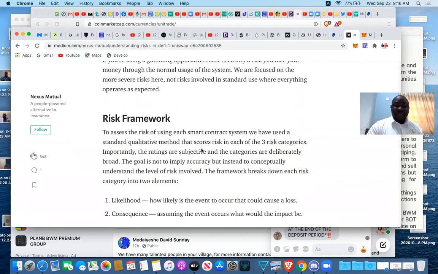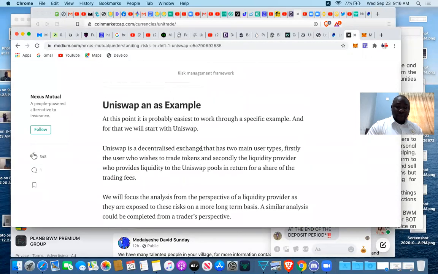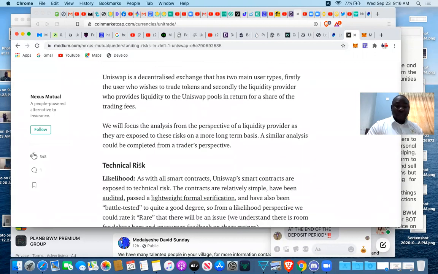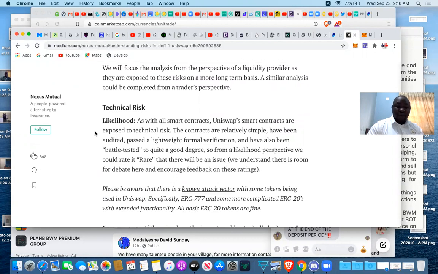Then look at the aspect of Uniswap. One of the uniqueness of Uniswap, we use as an example. In Uniswap, technical risk, the likelihood of smart contract failure: Uniswap is exposed to technical risk. The contracts are relatively simple, have been audited, pass lightweight formal verification, and have also been battle tested to quite a good degree. So from a likelihood perspective, we could rate it low, that there will be an issue.